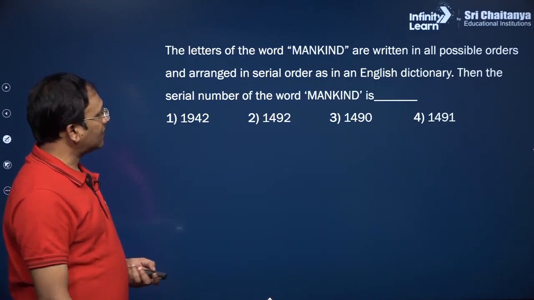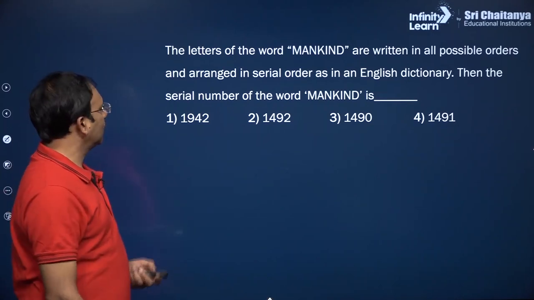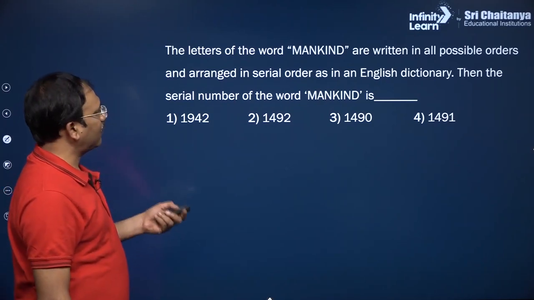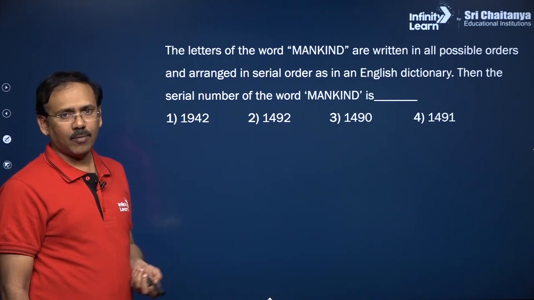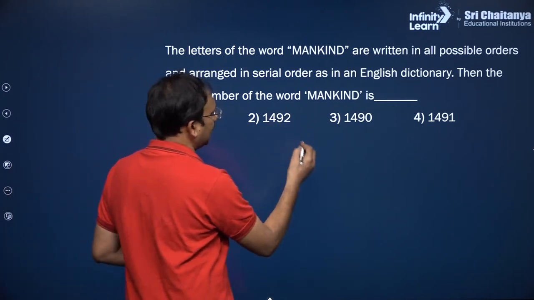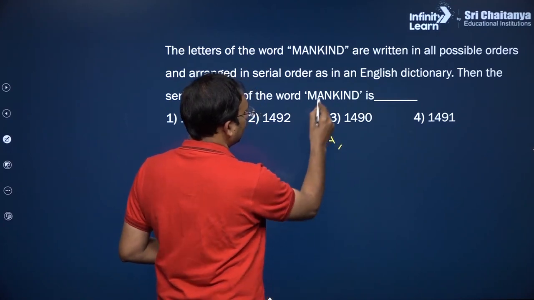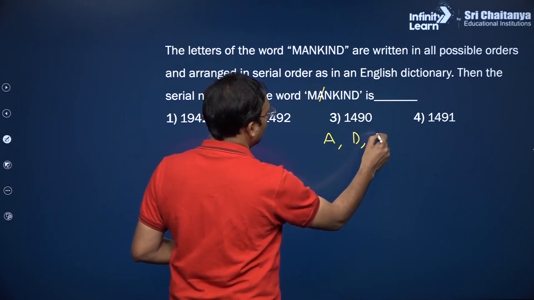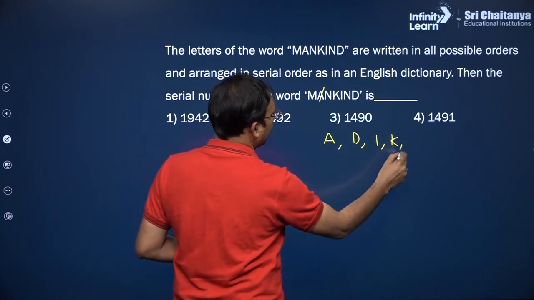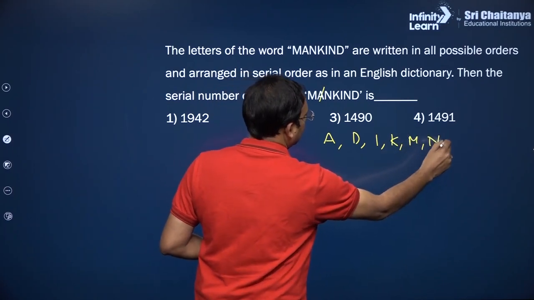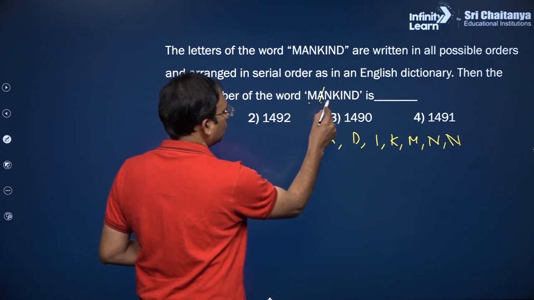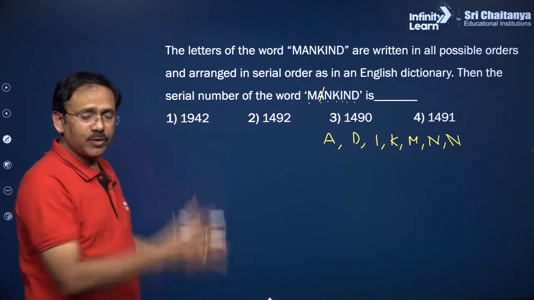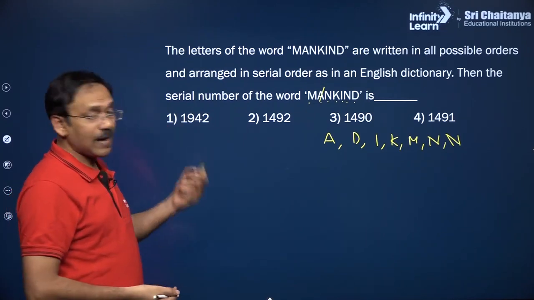The letters of the word mankind are written in all possible orders and arranged in serial order as in English dictionary. So then the serial number of the word mankind, we call it as rank problem. Mankind, if you take, you just see the letters which come in alphabetical order. First letter is A, then you can go with D, then it is I is 9, K is 11, then M, N, N. You see, my dear friend, there are 1, 2, 3, 4, 5, 6, 7 letters. Now, out of these, I am going to arrange them in dictionary order. I want the rank of mankind.